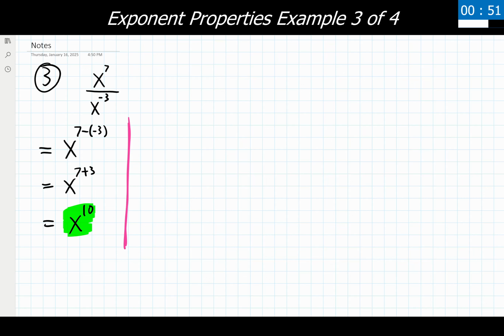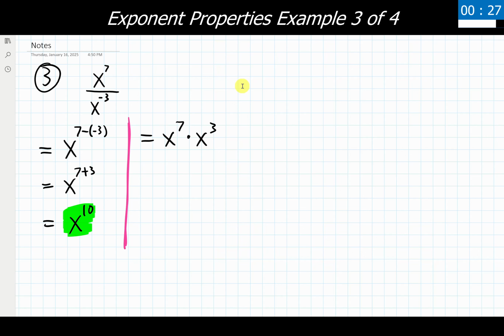Now let's say we take the other route where alternatively we go through and let's rewrite this thing so we get rid of this negative exponent. So that means that this denominator, x to the negative 3rd power, is going to come up to the numerator and the negative sign is going to drop. That's going to create the instance where we have x to the 7th times x to the 3rd power.